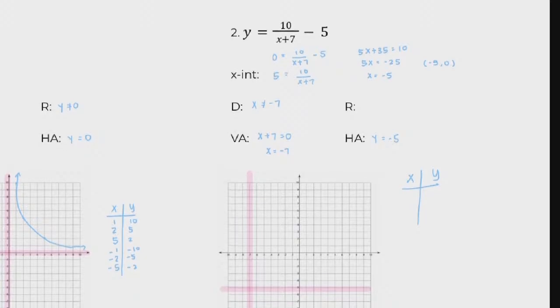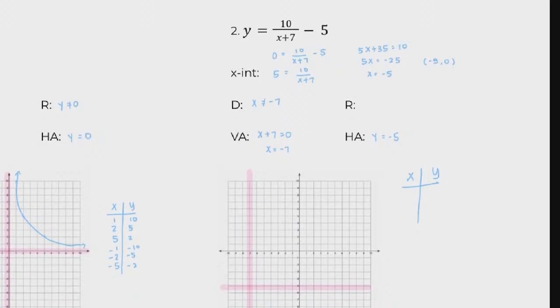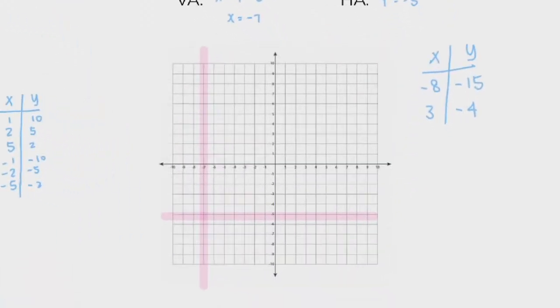So I want to plug in a point that's less than negative 7, so I get a point on the left side of the graph, and I'll choose negative 8 because I'll make the denominator equal to negative 1, and the y value would be negative 15. And I also want to choose a point to the right of negative 7, so I'm going to choose 3 because I'll make the denominator equal to 10, and 10 over 10 is 1, so this will equal negative 4. So we have 3, negative 4, and negative 8, negative 15, which will be somewhere down here.